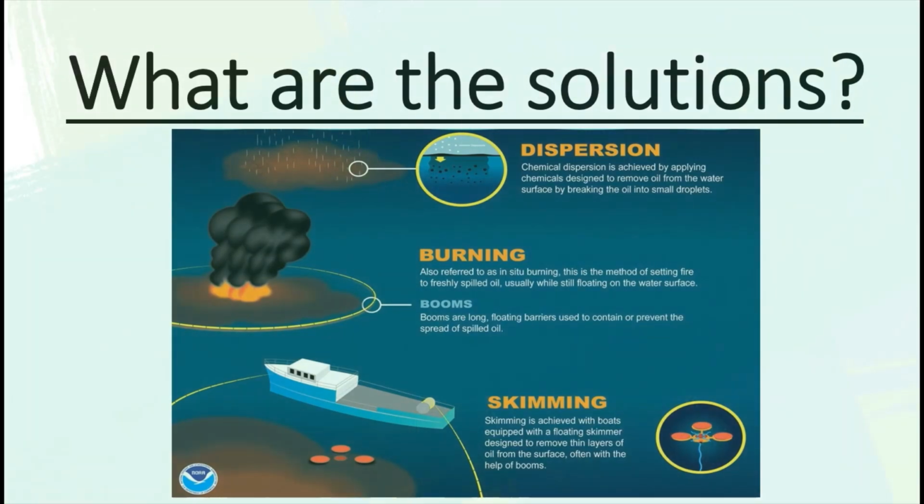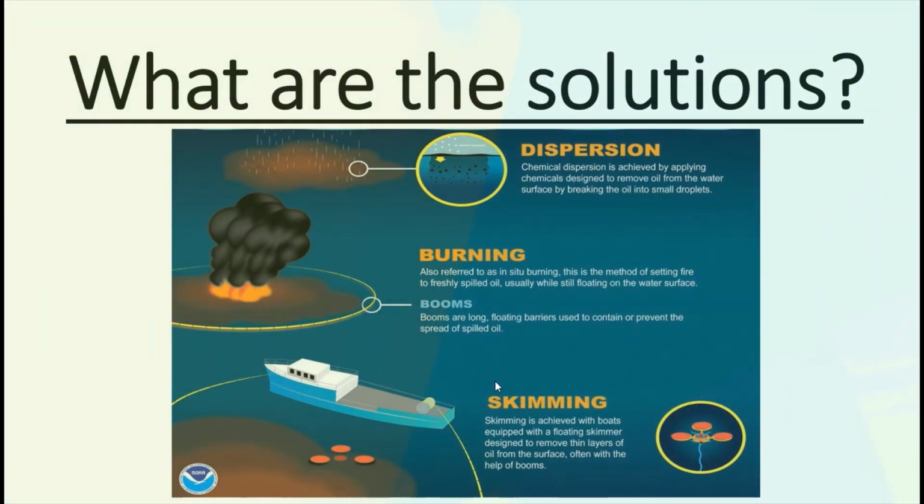All right, so here are some of the solutions. We have here dispersion. It means that you're going to put some chemicals on the oil spill so that the oil will break down into small droplets, and it will be no more problem. We can also resort to burning, but this burning is not very good. This idea of burning all the oil so that it will be gone is not really a good solution. But in some cases they resort to this because they don't want the oil to stay there forever.